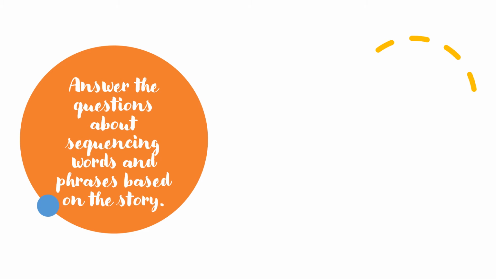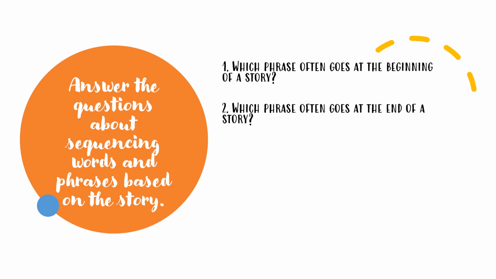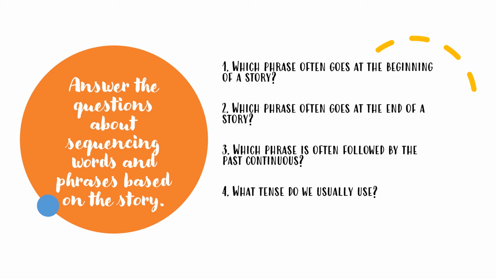Next task. Answer the questions about sequencing words and phrases based on the story. Question 1. Which phrase often goes at the beginning of a story? Question 2. Which phrase often goes at the end of a story? Question 3. Which phrase is often followed by the past continuous? And question 4. What tense do we usually use?